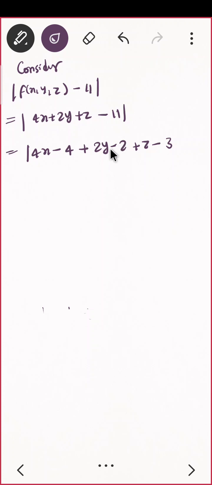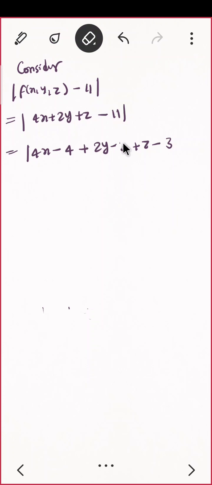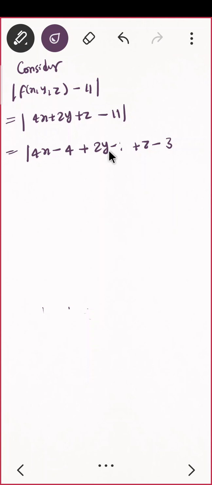I think for 2y we need something else. Do you see? For 2y we need 4, not 2, because if you take 2 common, I should be having 2. So it should be 4, correct? x minus 1, y minus 2, z minus 3. Is that clear? Let us check: 4, 4, 8, 9, 10, 11. Now this is perfect. So can I use the triangle inequality now?